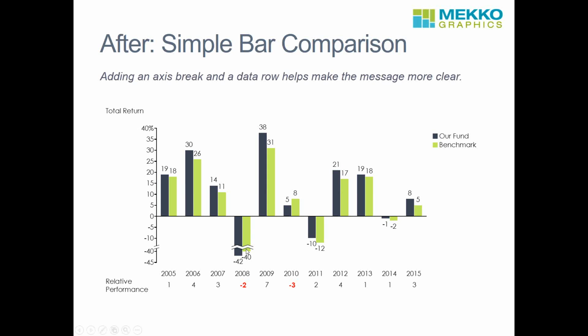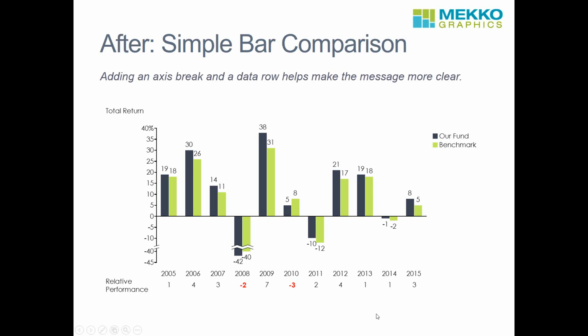First thing I did was I added an axis break in 2008, and that axis break really helped you focus on the data above, the data in the years with positive performance. A lot of that was drowned out by 2008 in the older chart, and here you can actually see all of the years more clearly where our fund outperformed its benchmark.